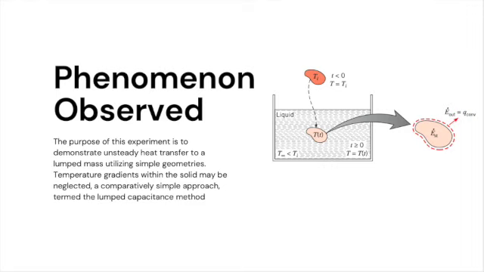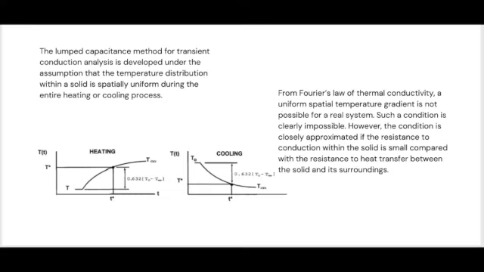Okay, so to start off, let's explore the phenomenon that's been observed in this experiment. The purpose of this experiment is to demonstrate the unsteady, transient heat transfer to a lumped mass utilizing simple geometries. In this experiment, we are using a cylindrical dimension. Lumped mass capacitance means that the temperature gradients within the solid may be neglected. A comparatively simple approach termed the lumped mass capacitance.